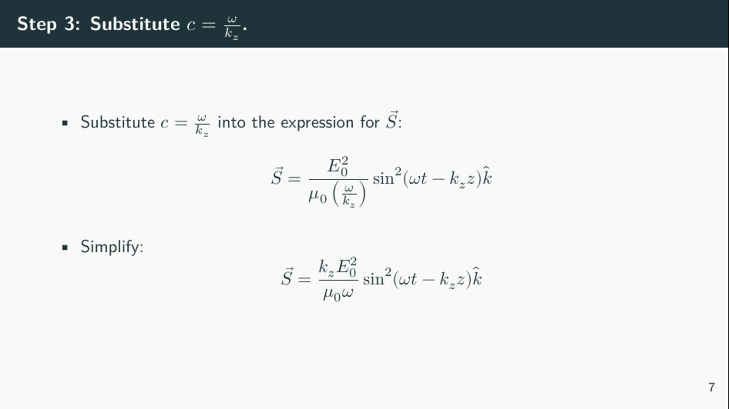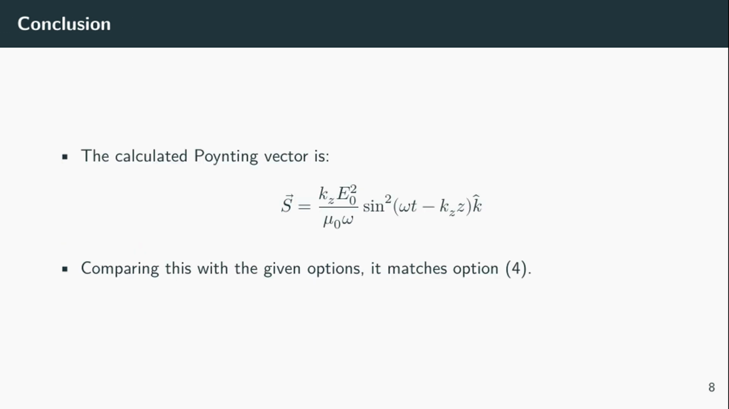Now we simplify this. Dividing by a fraction is the same as multiplying by its reciprocal. So omega over k sub z in the denominator becomes k sub z over omega multiplied in the numerator. So the Poynting vector we calculated is S vector equals k sub z E naught squared over mu naught omega times sine squared of omega t minus k sub z z in the k hat direction.